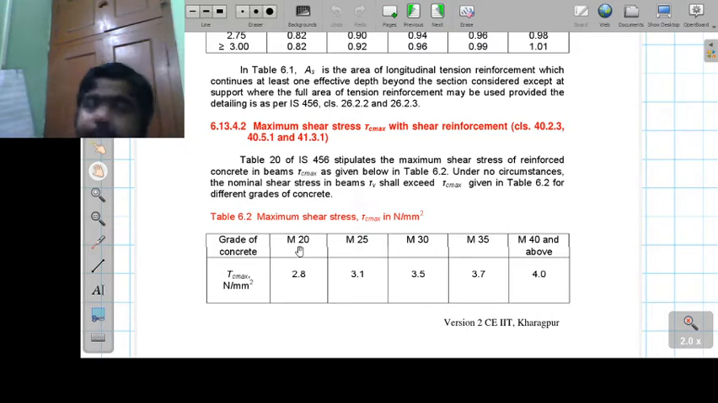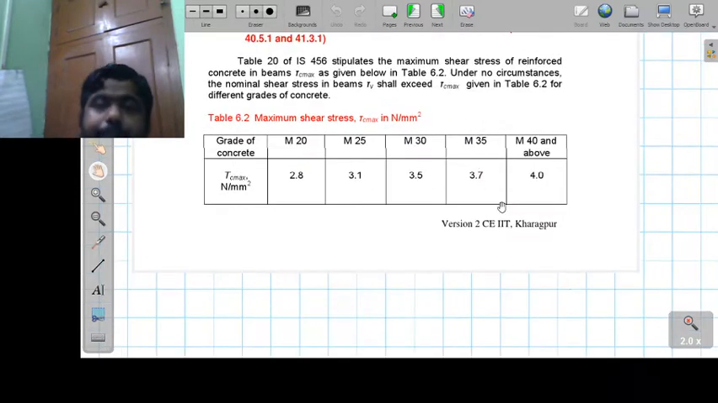Okay, for M20 grade of concrete, whatever be the percentage of the reinforcements, its value will be a maximum of 2.8. And then like that for the next one, it is given here 40 and above. So basically IS 456 deals up to M40 grade of concrete, so that's why it is given like that. Okay, so we'll go to the next part.